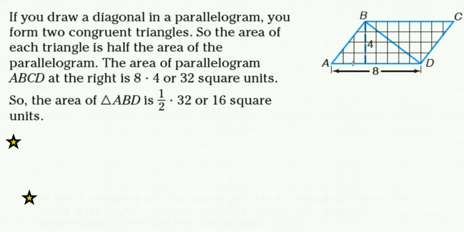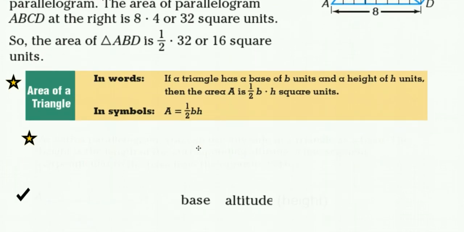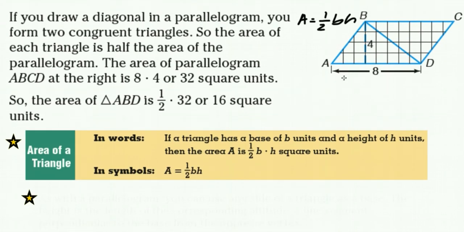And if you have a parallelogram with a base of 8 and a height of 4, we can find the area of our triangle, because the area of a triangle, if you recall, is equal to 1/2 base times height. So the area of triangle ABD is equal to 1/2 times 32, or 16 square units. So in words, when you want to find the area of a triangle, if the triangle has base B units and a height of H units, the area of a triangle is 1/2 base times height square units, or area equals 1/2 base times height.